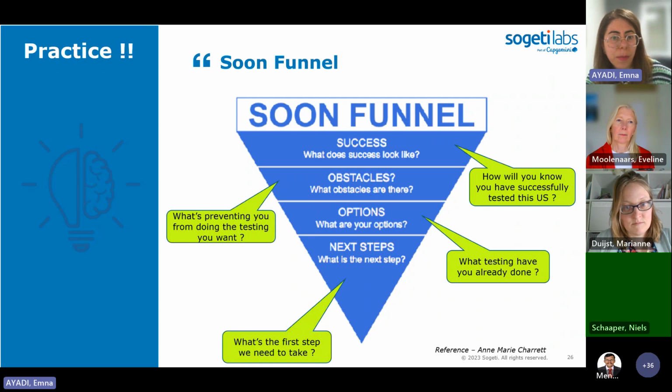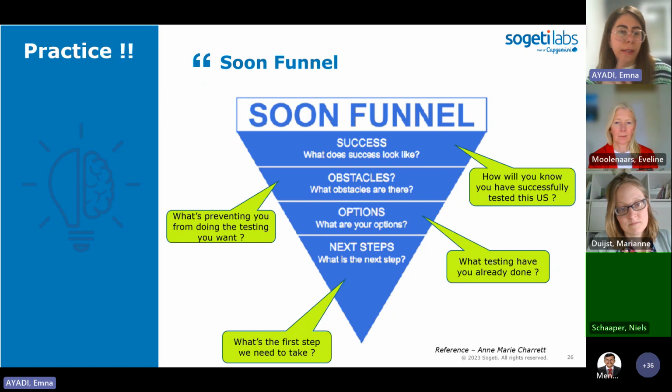And then ask them, what are your options? So the third letter is O, about options. Try to understand what options they are already using, or what they already have in their toolbox. For example, you can ask them, what testing have you already done? So try to understand their various options.